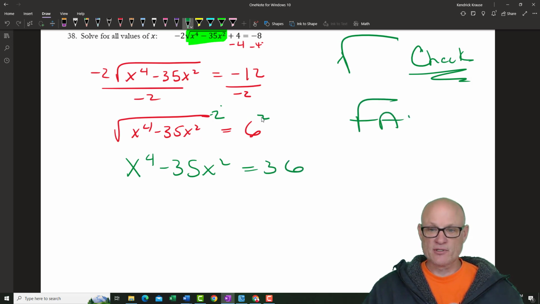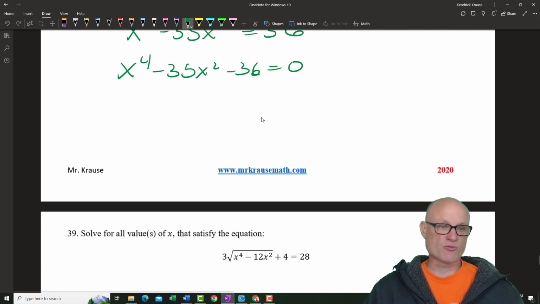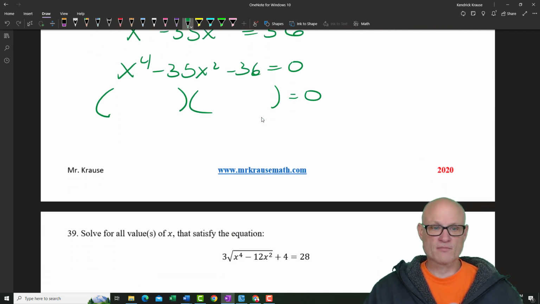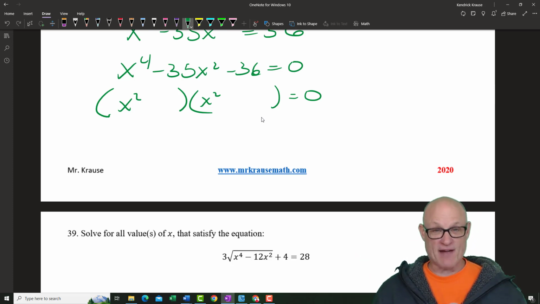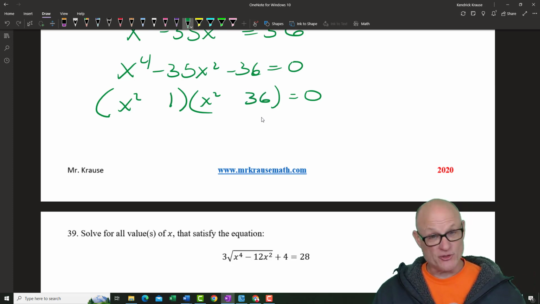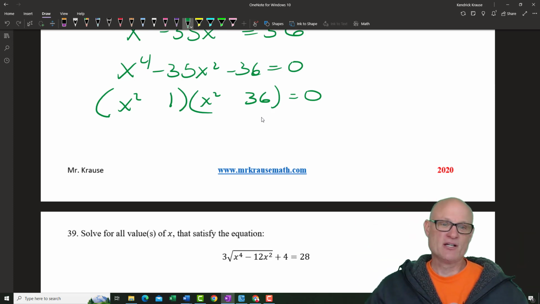Now I have to factor. In order to factor, I need to bring this over. So I get x to the 4th minus 35x squared minus 36 equals 0. Let's factor it. Factoring here is relatively straightforward. x squared. What multiplies to 36 that when I subtract gives me 35? Normally this would never happen, but in this case the answers are going to be 1 and 36, because when I subtract those, I do in fact get 35. There's a reason I picked those: they're perfect squares. So it's negative 36 and positive 1.